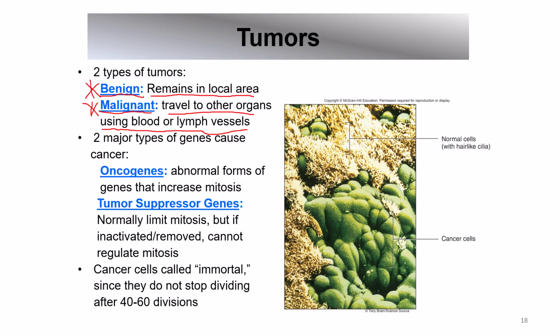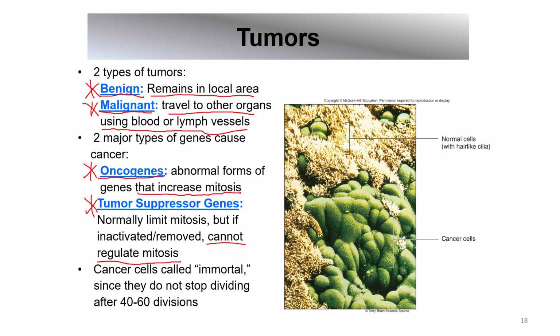Cancer is really the uncontrolled cell division, and the cause of it is thought to be mutated genes. Now, two types of mutated genes can lead to cancer. Oncogenes are abnormal or mutated genes that increase mitosis. So when the cell should not be dividing anymore, these instead cause the cell to divide more. And so here the cell has become abnormal. Then the tumor suppressor genes normally limit mitosis, but once again, if they have become mutated or inactivated, removed, they cannot regulate mitosis.